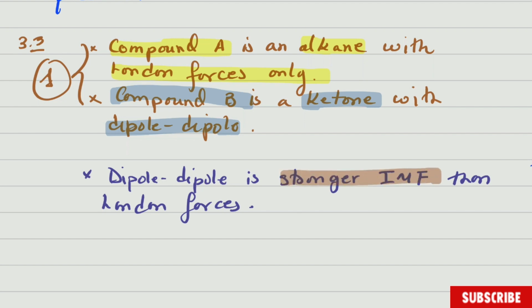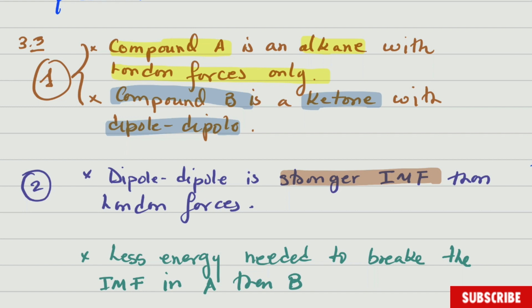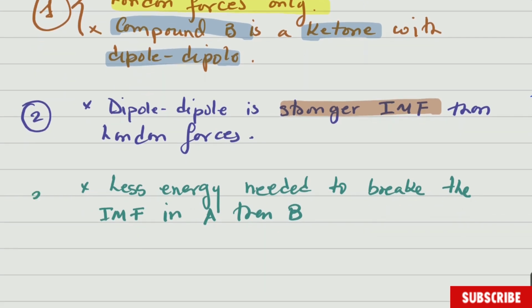So you are comparing the strength of the intermolecular forces. That will be the second thing you must say. You can say it with your own words. And then it's coming to the amount of energy needed to break the intermolecular forces there. And then to finish, you'll have to say that one. Less energy is needed to break the intermolecular forces in A than B.